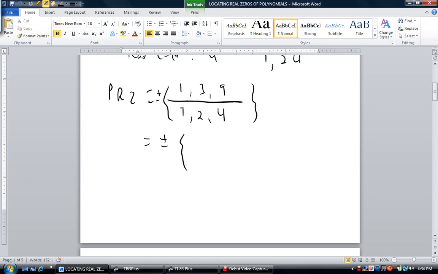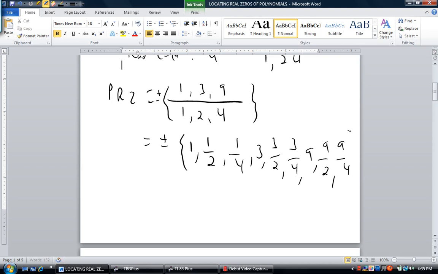So I'm going to take 1 divided by 1, which is 1. 1 divided by 2, which is 1 over 2. 1 over 4 is 1 over 4. So I'm done with the 1. And let's do the 3. 3 over 1 is 3. 3 over 2 is 3 halves. 3 over 4 is 3 fourths. 9 over 1 is 9. 9 over 2 is 9 halves, and 9 over 4 is 9 fourths. These are all possible rational zeros, if there are even any rational zeros.